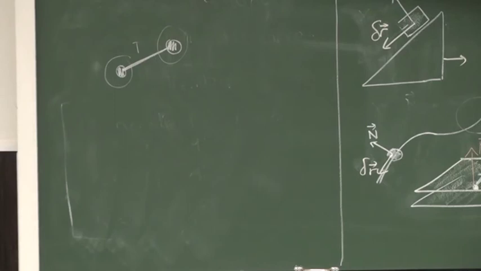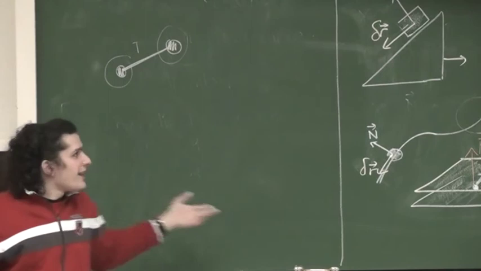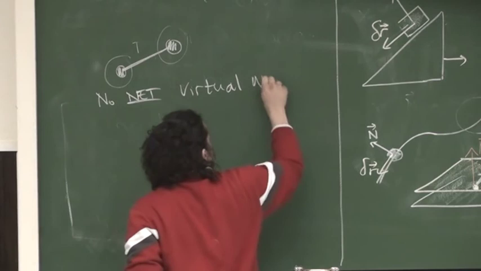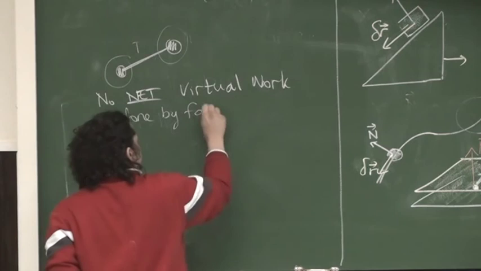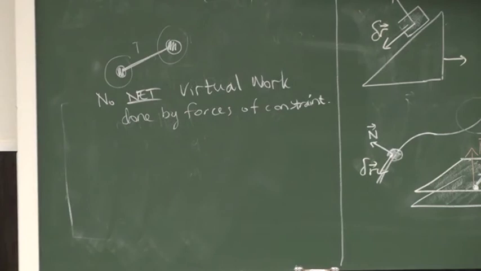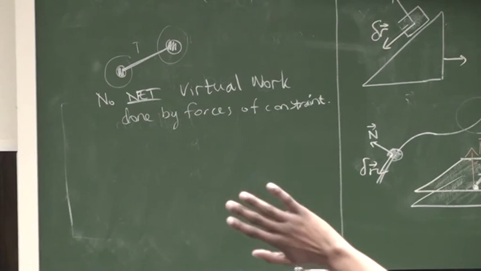So that's a reasonable thing to take on faith at the moment, given that we've seen virtual work is zero there, that in a case where there are lots of particles, there's no net virtual work done by the forces of constraint. Right, we make this postulate. Essentially, virtual displacements and virtual work were constructed by Bernoulli in order to satisfy this result. That's why we made them.